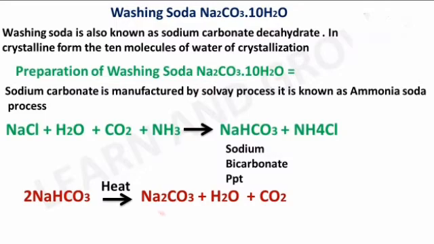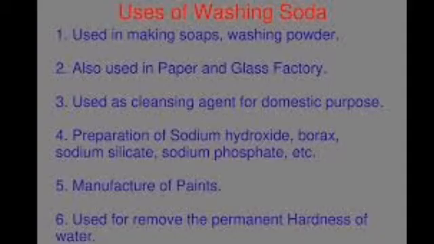Here, sodium chloride is treated with water, carbon dioxide and ammonia to form sodium bicarbonate plus ammonium chloride. Then the sodium bicarbonate is heated, when it produces sodium carbonate plus carbon dioxide with the release of water. During its formation, 10 molecules of water get associated in its crystal structure, and as such it has 10 molecules of water as water of crystallization.